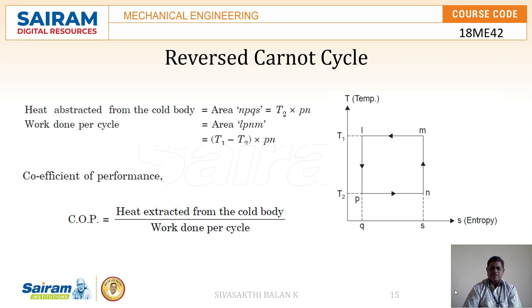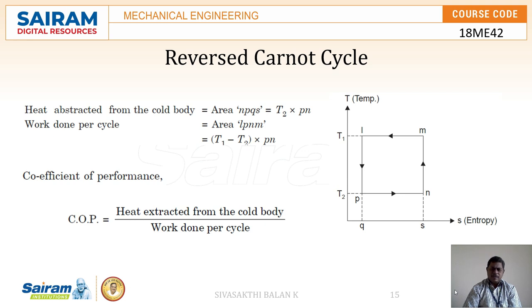Now we will see how much heat the reverse Carnot cycle absorbs or extracts from the cold body. The heat absorbed or extracted from the cold body can be calculated by using the area NPQS. It's nothing but a rectangle. So the area of the rectangle is nothing but the product of breadth and length. Here it is PN, T2 and PN.